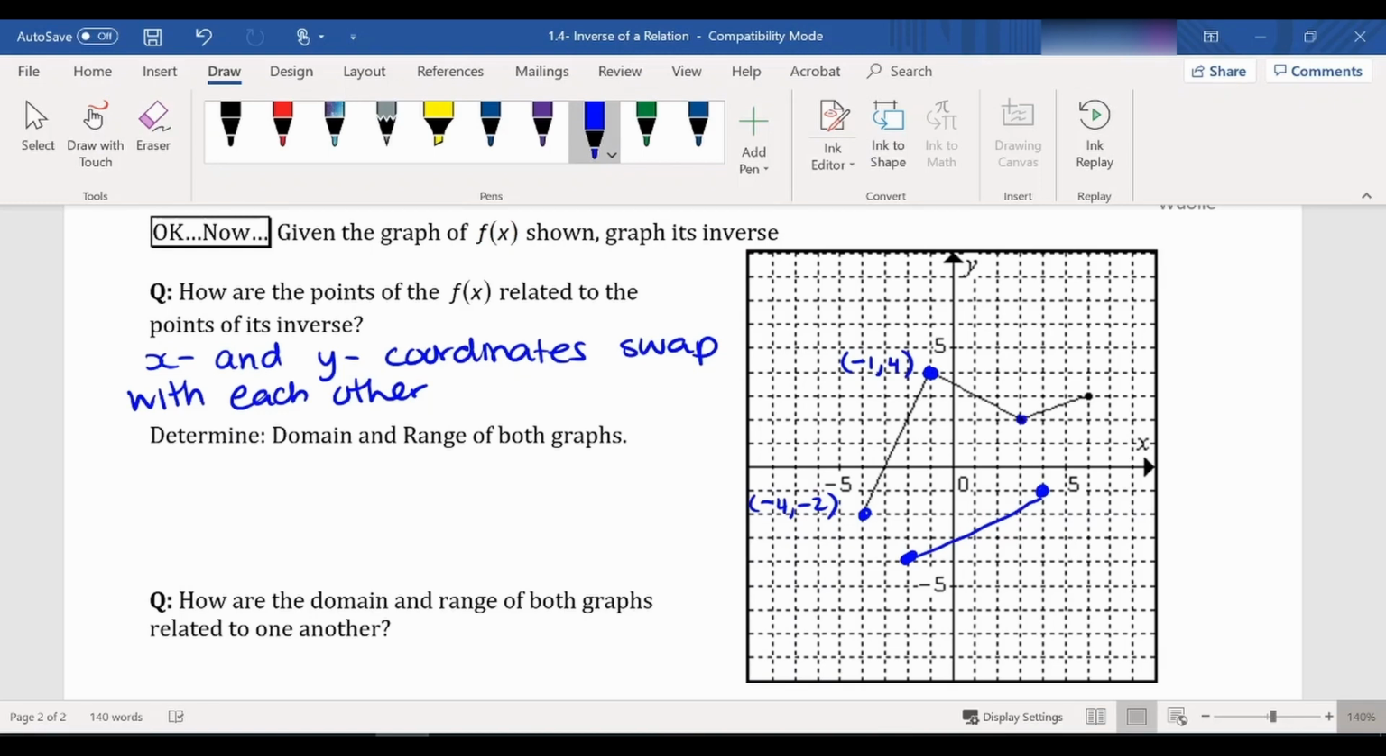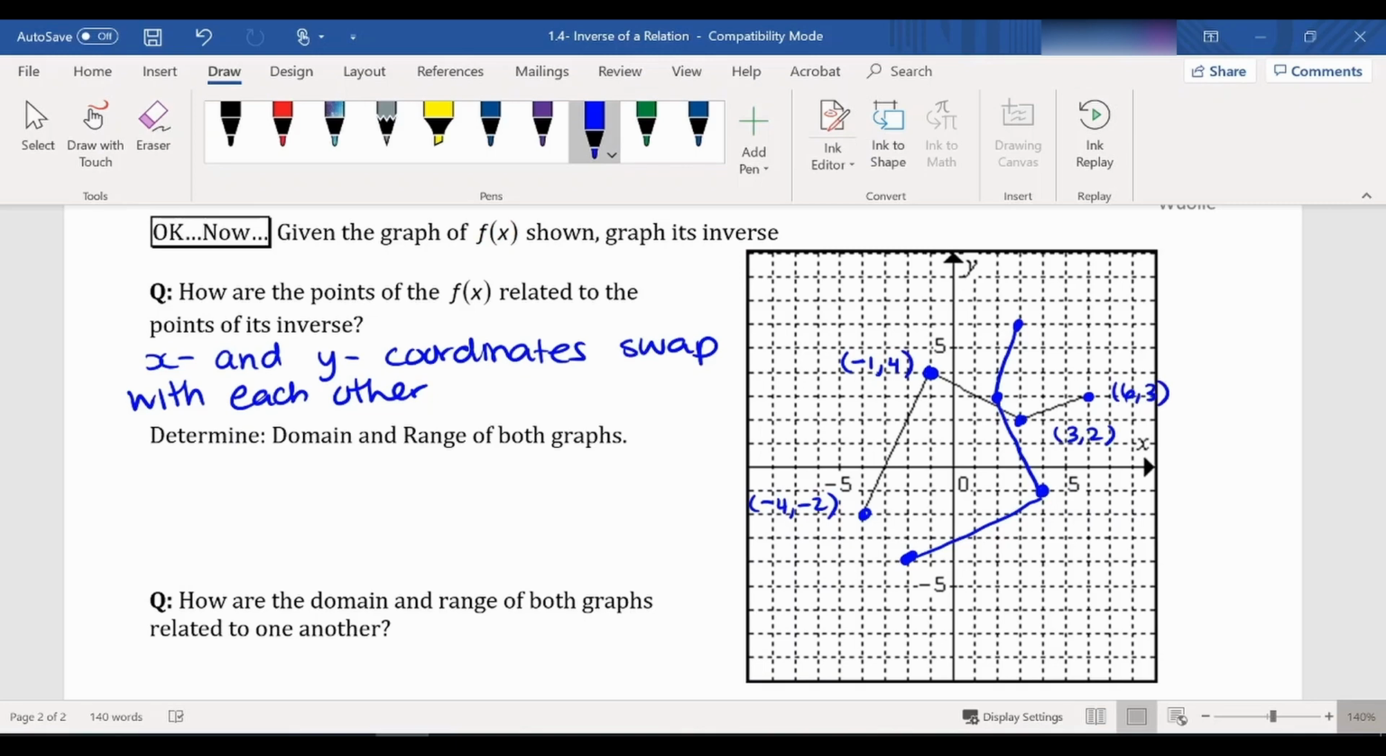Okay. The next point here, let's see, what is that? 3, 2. That means my new point is going to be at 2, 3. And the last one here is at 6, 3. That means the new point is at 3, 6. Okay. Again, I would move left to right, connect as you go.